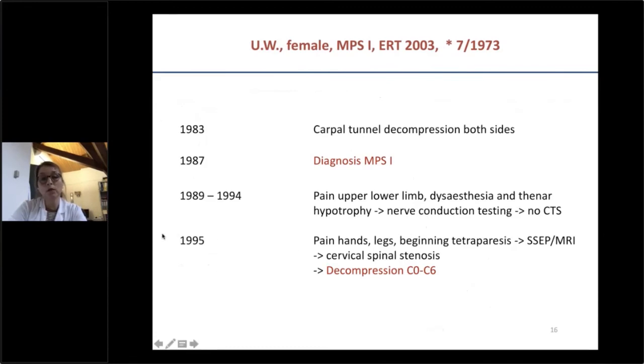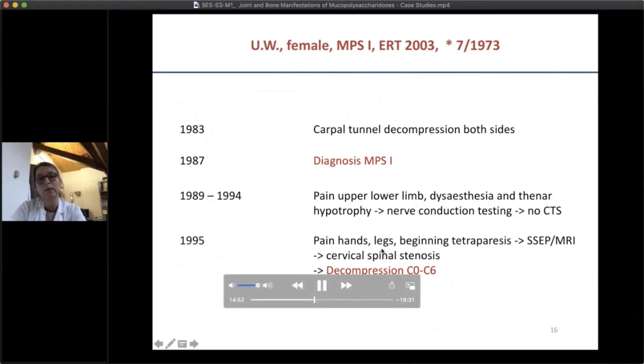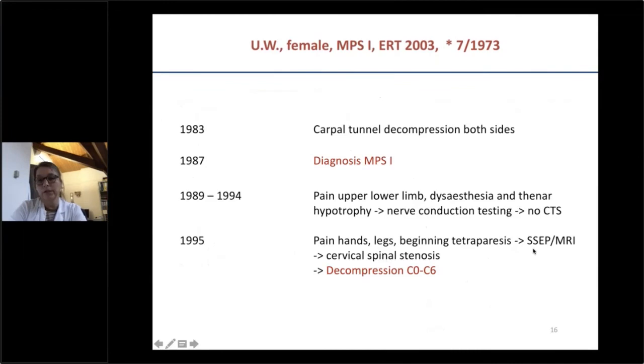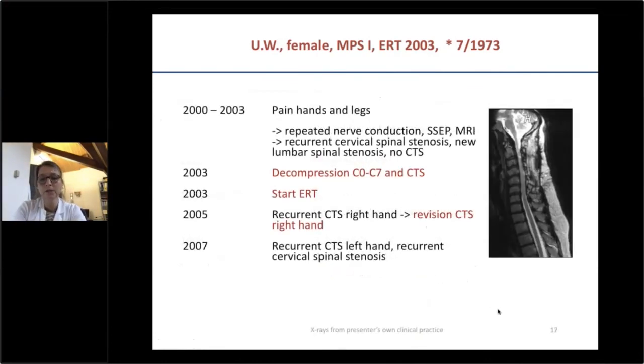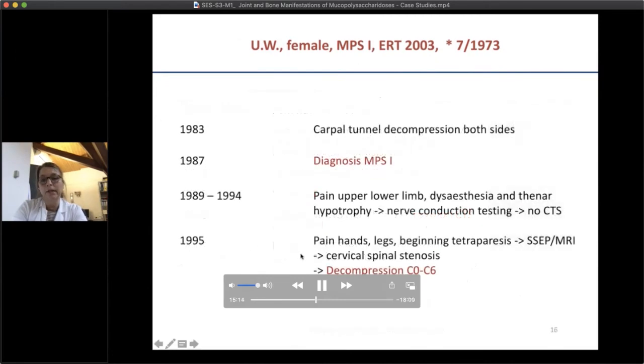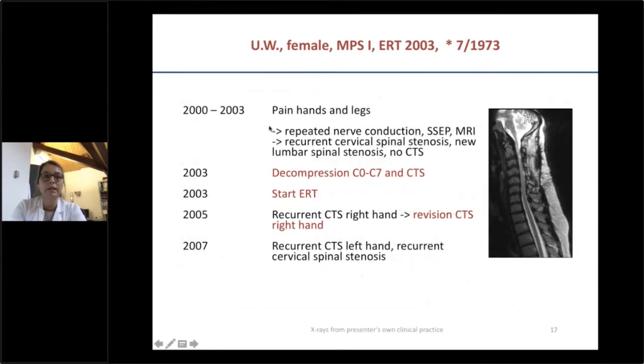And it took 1 more year to figure out that her main problem with the symptoms was not the carpal tunnel, but the cervical spinal stenosis, which was mainly made by electrophysiological testing like SSEPs. Then a deep compression from the first cervical vertebral body to the 6th one was performed in Mainz as well, from the neurosurgeons. And she had about 8 years without any symptoms or with less symptoms.